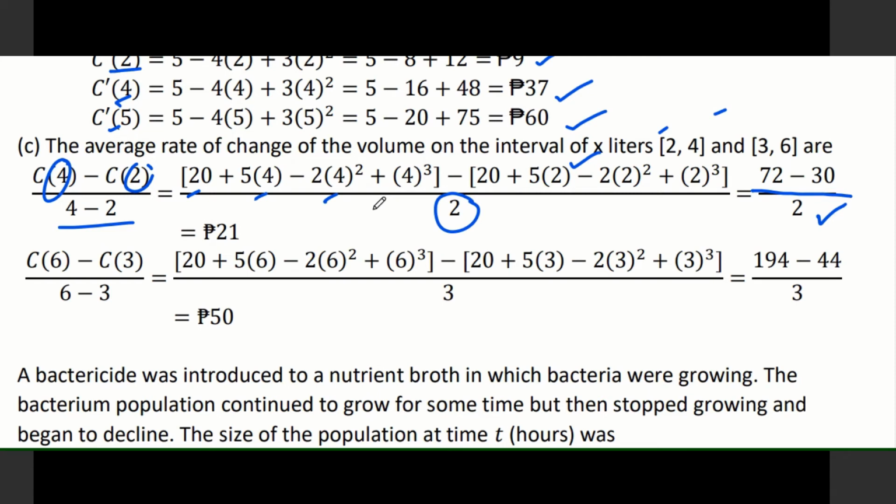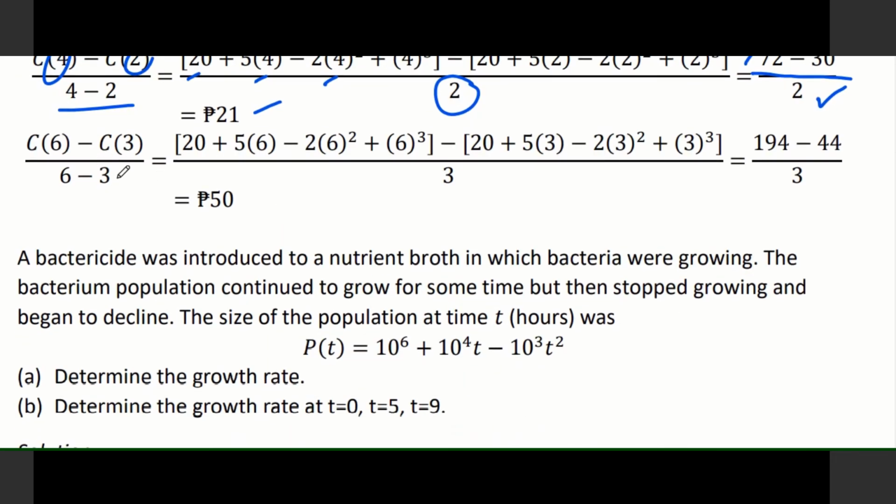4 cube will give you 16 times 4, that is 64. Okay, so that is 20 plus 20 is 40. 40 minus 32 is 8. 8 plus 64 is 72. So 72 minus 30 divided by 2 will give you 21 pesos, and that's the average expense or rate of change. Now here, C of 6 minus C of 3 divided by 6 minus 3. Simply just do the process and substituting to the original function C of x. Okay? At bibigyan kayo ng 50 pesos.